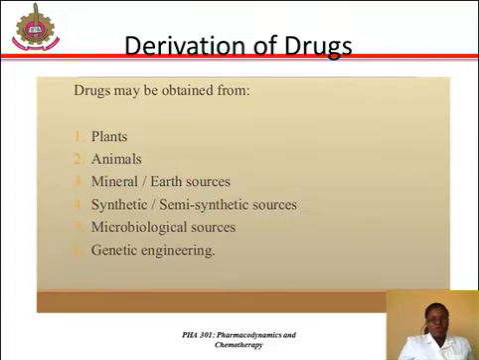Derivation of drugs. A derivative is a compound that is derived from a similar compound by some chemical or physical processes. In the past, it was also used to mean a compound that can be imagined to arise from another compound if one atom is replaced with another atom or group of atoms. Drugs can be obtained from 6 major sources.